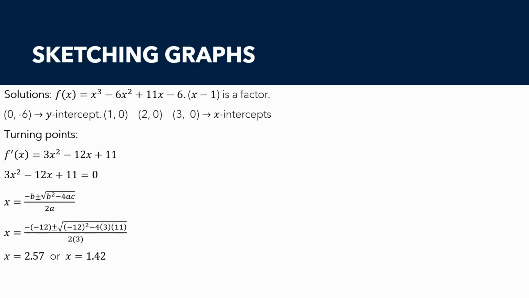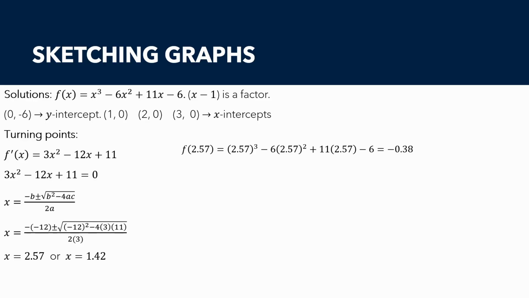And I'm going to now substitute those two x values into my original f of x function. So f of 2,57 is equal to 2,57 cubed minus 6 multiplied by 2,57 squared plus 11 multiplied by 2,57 minus 6, and that will give me a y coordinate of negative 0,38.